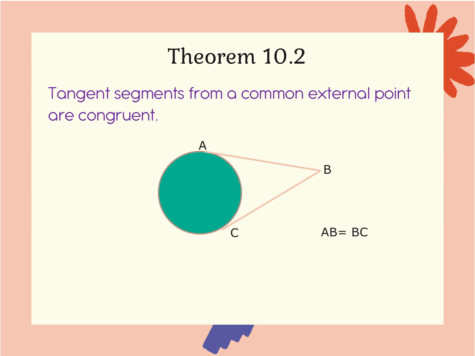Now we have theorem 10.2: the tangent segments from a common external point are congruent. So it's saying AB equals BC. You guys can think of this as an ice cream cone, I guess. It's a good way of thinking about it. Or a snow cone.